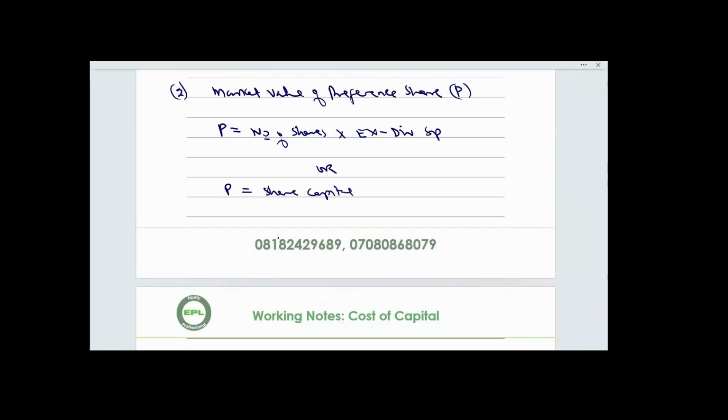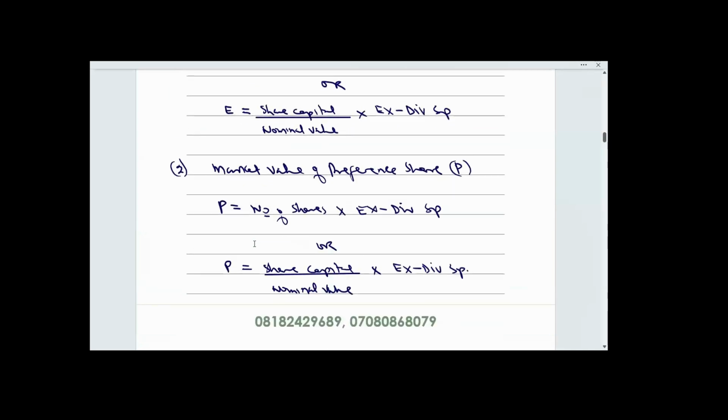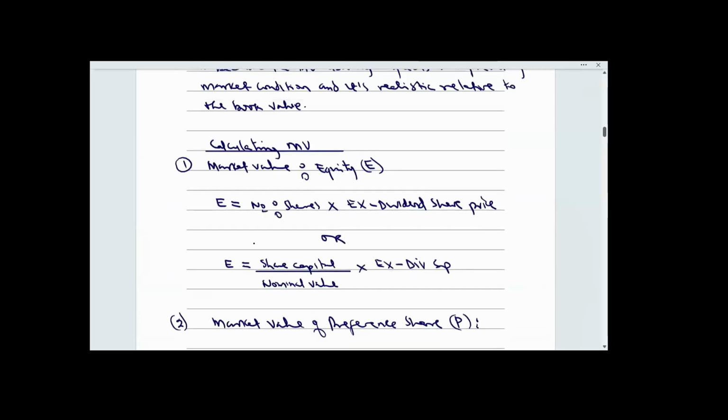Please, it has to be issued share capital. You don't use authorized share capital. It must be issued share capital, divided by the nominal value, multiplied by xdiv, x dividend, share price. So these are the formulas that you can use to calculate market value of preference share.